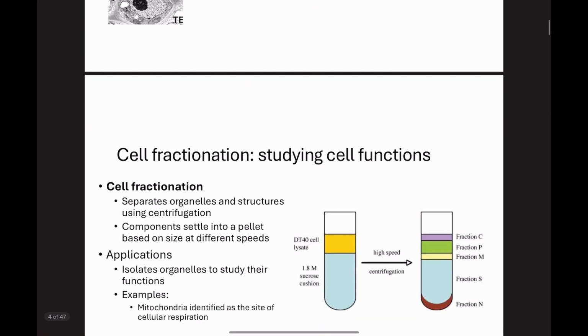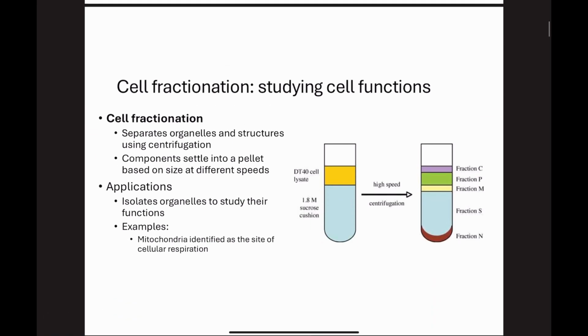So cell fractionation is a laboratory technique that breaks open a cell and separates its internal components based on size and density. Okay, so size and density. And this allows for the isolation of specific organelles, and that makes it easier to study their structure and function individually.